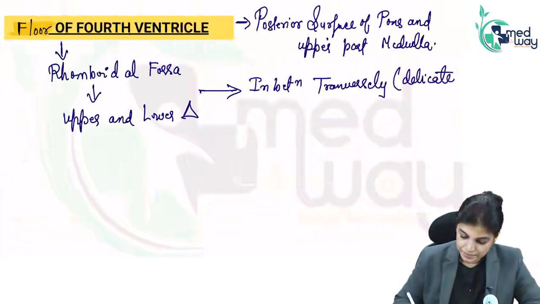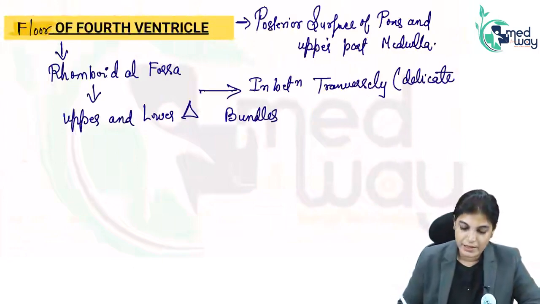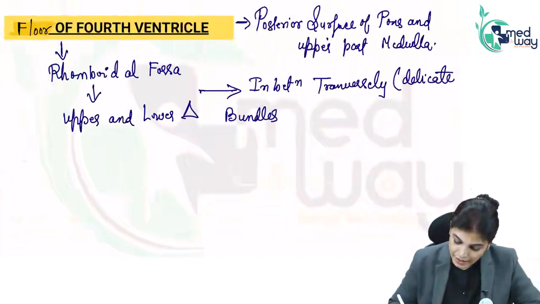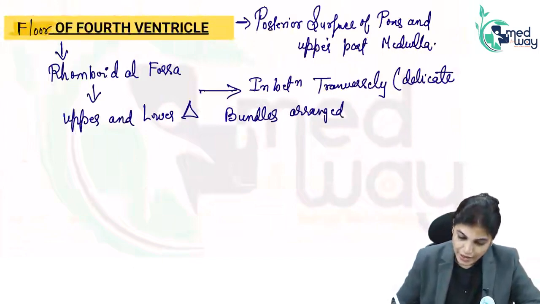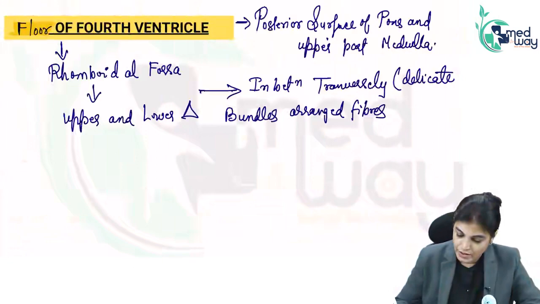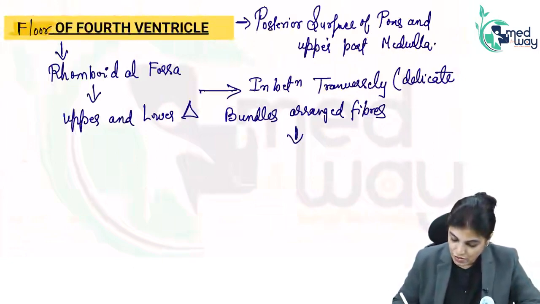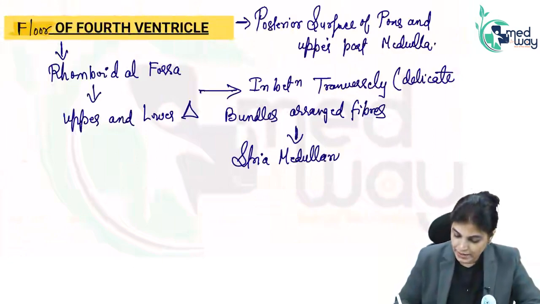In between the upper and lower triangular areas, there will be transversely running delicate bundles of arranged fibers, and what is this called as? This is called as stria medullaris.